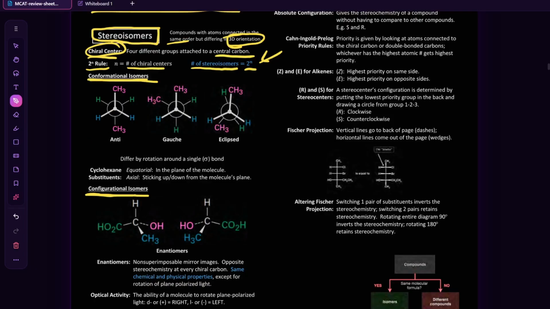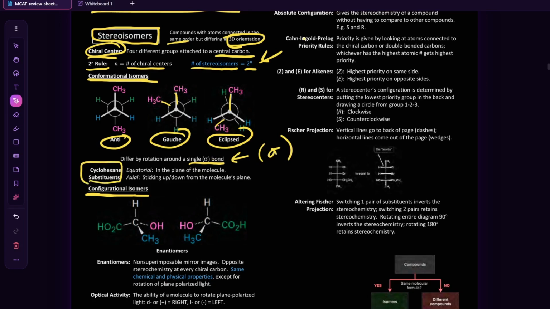So an anti, as you can see, you look for these carbons that look totally opposite from each other, and so it's anti. These carbons are gauche. Look at the carbons. This one is eclipsed. They differ by rotation around a single bond. In Gen Chem, sigma stands for single bond. And then in cyclohexane, substituents can be equatorial, in the plane of the molecule, or axial.